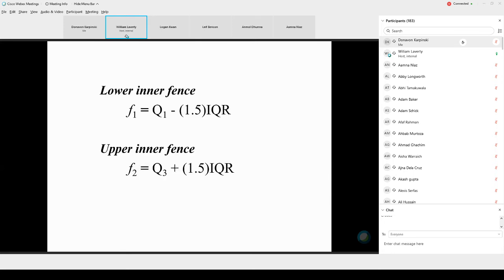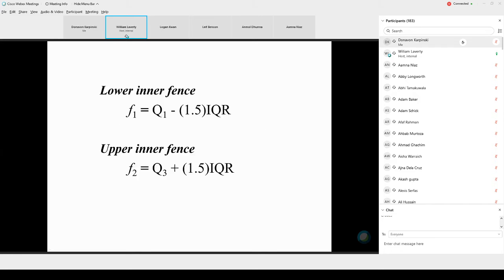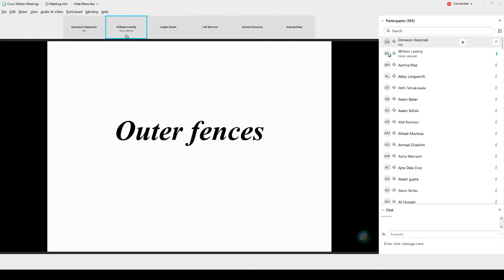The inner fences. The lower inner fence is Q1 minus 1.5 times the interquartile range, the difference between Q3 and Q1. The upper inner fence is Q3 plus 1.5 times the interquartile range. The outer fences are computed in a similar manner, except we multiply the interquartile range by 3.